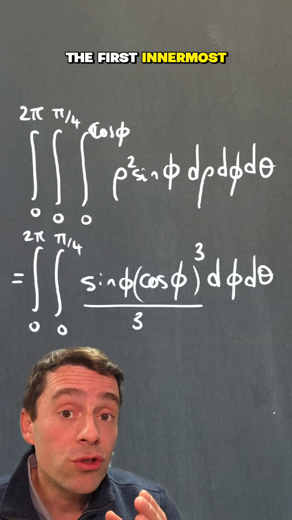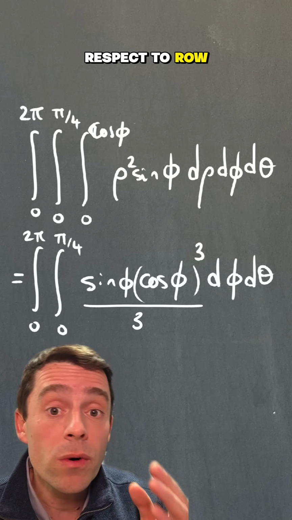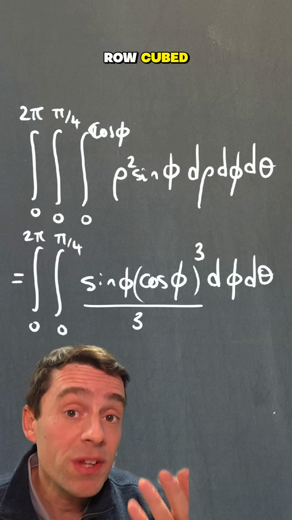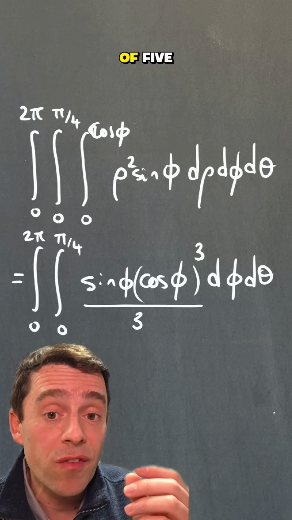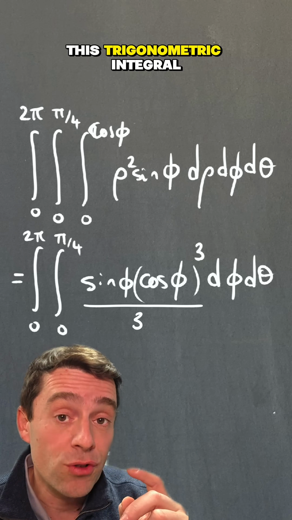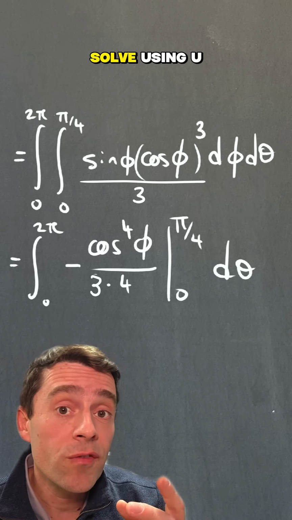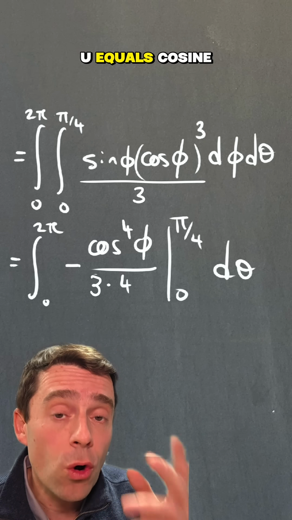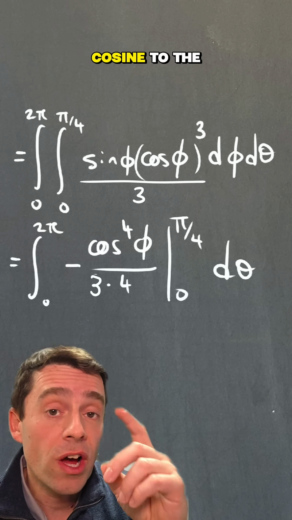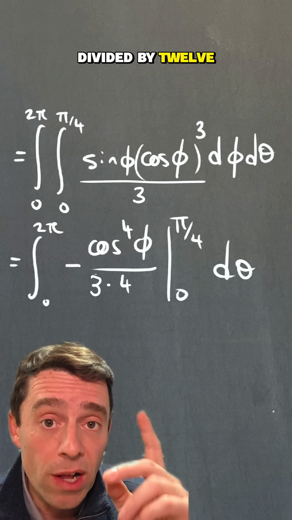The first, innermost integral is with respect to rho. The integral of rho squared is rho cubed divided by 3, evaluated at cosine of phi, and I get this trigonometric integral, which I can solve using u substitution. U equals cosine of phi, and I get cosine to the fourth of phi divided by 12.